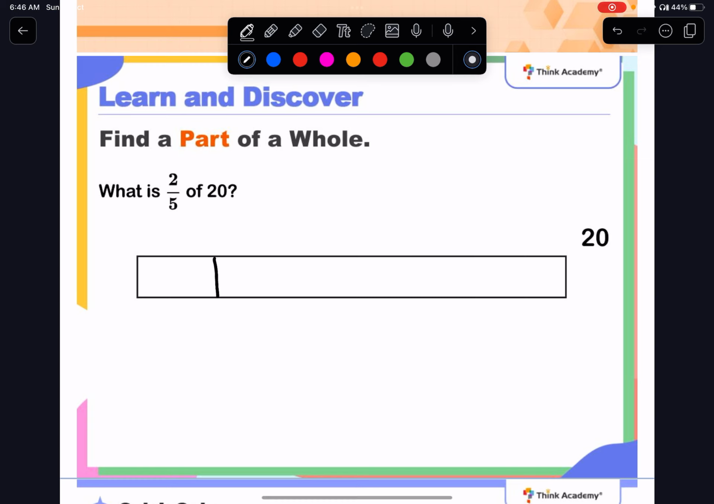So 1, 2, 3, 4 slices, then it should be 5 pieces, right? So there we have 5 equal pieces. Okay, so I want to take 2 pieces out of these 5 pieces. So 2/5 of 20 will be this part. So I want to know the value of this part. How can I do it? Because these 5 sections are equal, each section is 20 divided by 5, right? So 20 divided by 5, each section is 4.